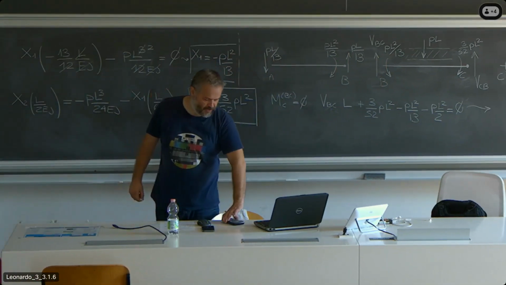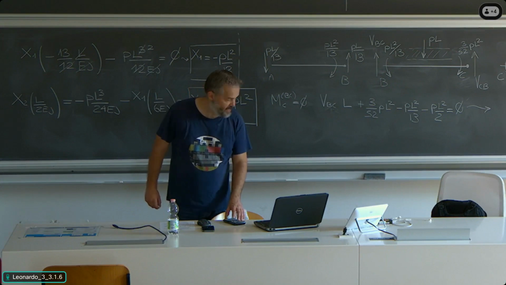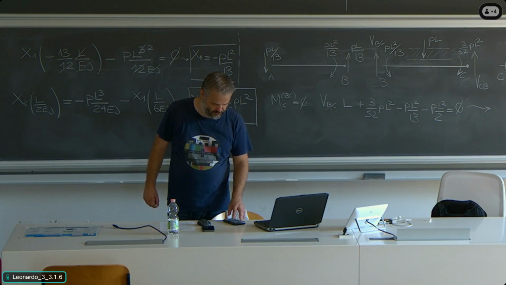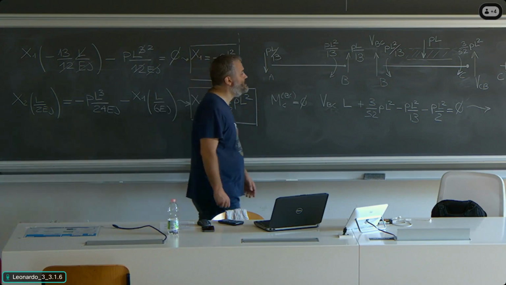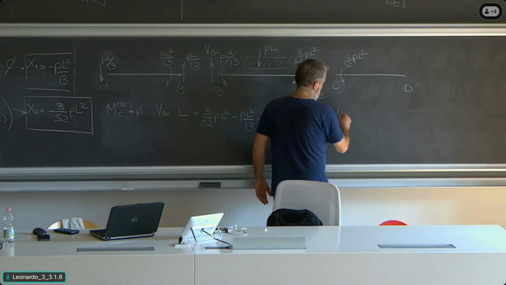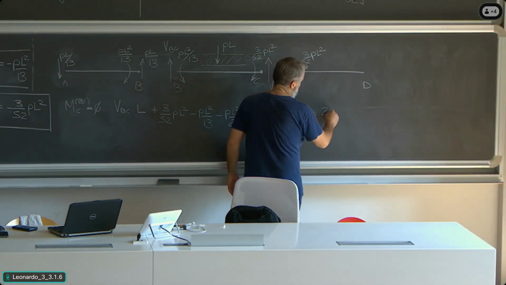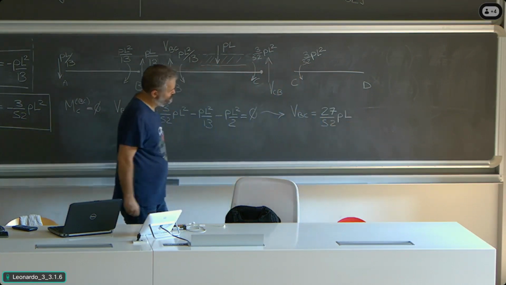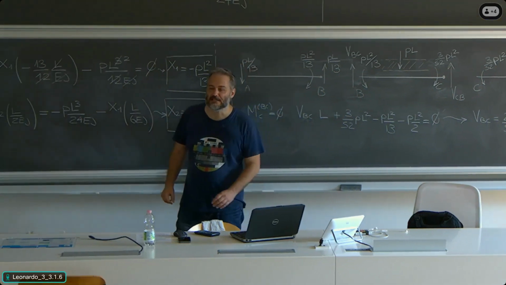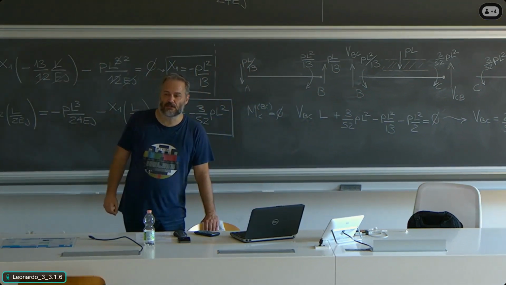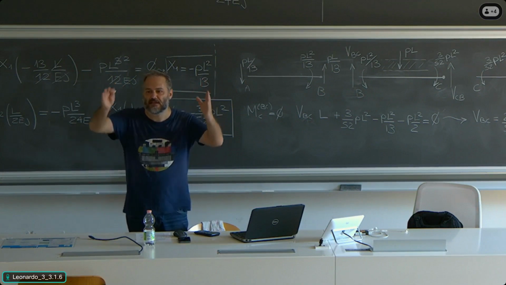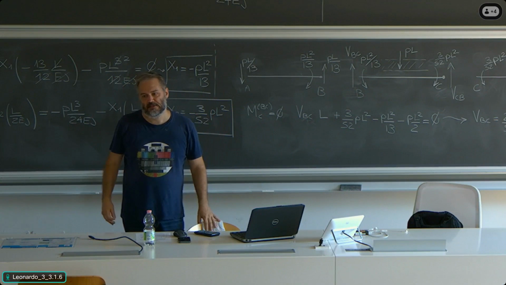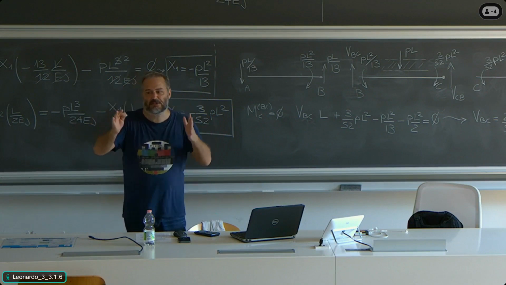Quick calculation just to check my results, which I already have. 3/52 minus 1/13 minus 1/2. Result will be VBC equal to 27/52 PL. As you see, slightly above 1/2. That's the effect of having bending moments at the ends. They create an unbalance between the two shear forces.